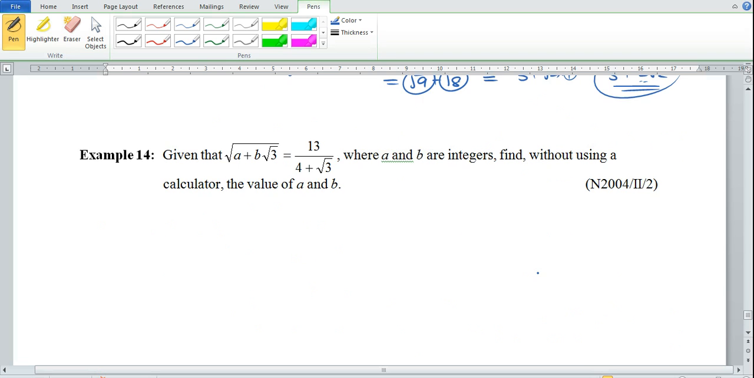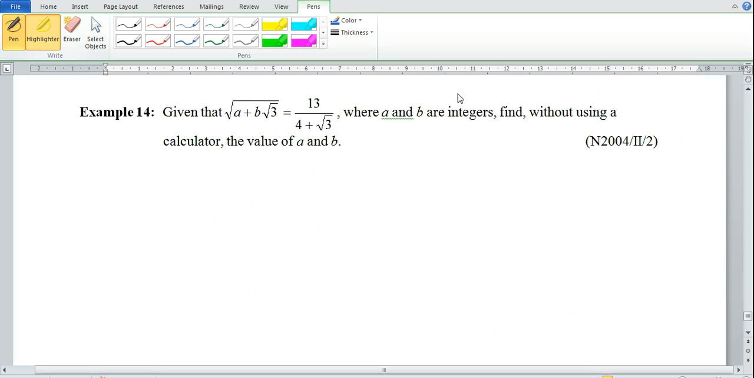Now let's look at the last question. The last question is actually an O-level question, from the 2004 paper 2, question number 2. It is given as example 14, and let's look at the question together. This question again gives you an equation, and without the use of a calculator, they require you to find two unknowns. So again, two unknowns to be found, but only one equation given.